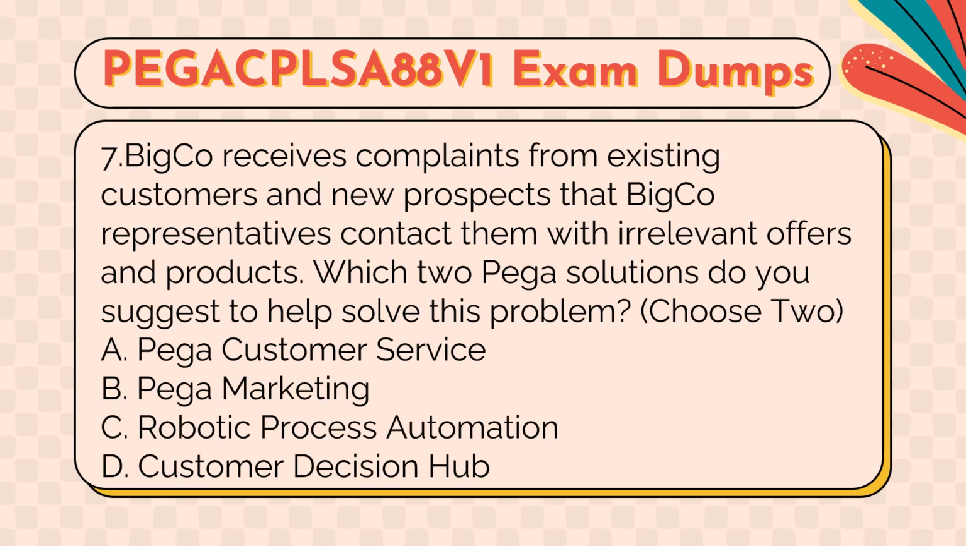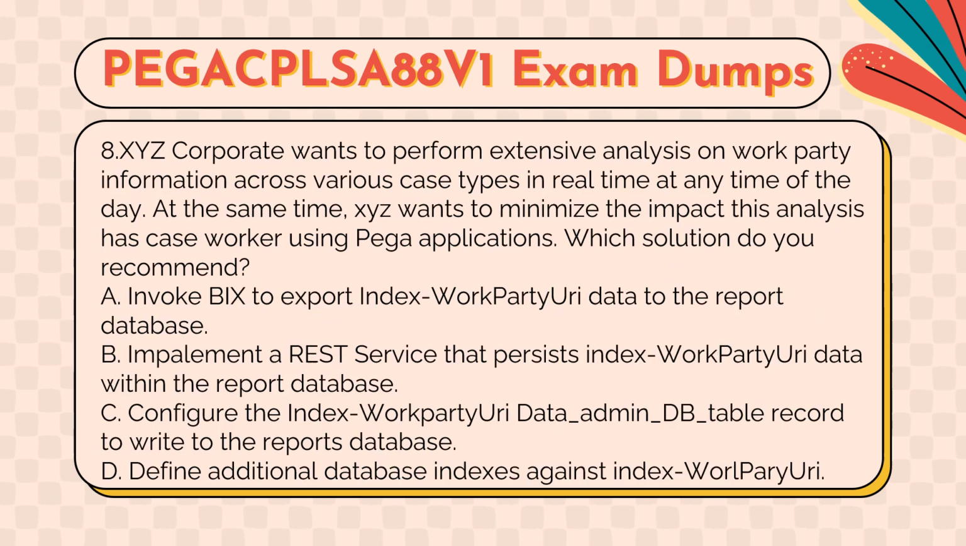7. BigCo receives complaints from existing customers and new prospects that BigCo representatives contact them with irrelevant offers and products. Which two Pega solutions do you suggest to help solve this problem? Choose 2. A. Pega Customer Service. B. Pega Marketing. C. Robotic process automation. D. Customer Decision Hub.